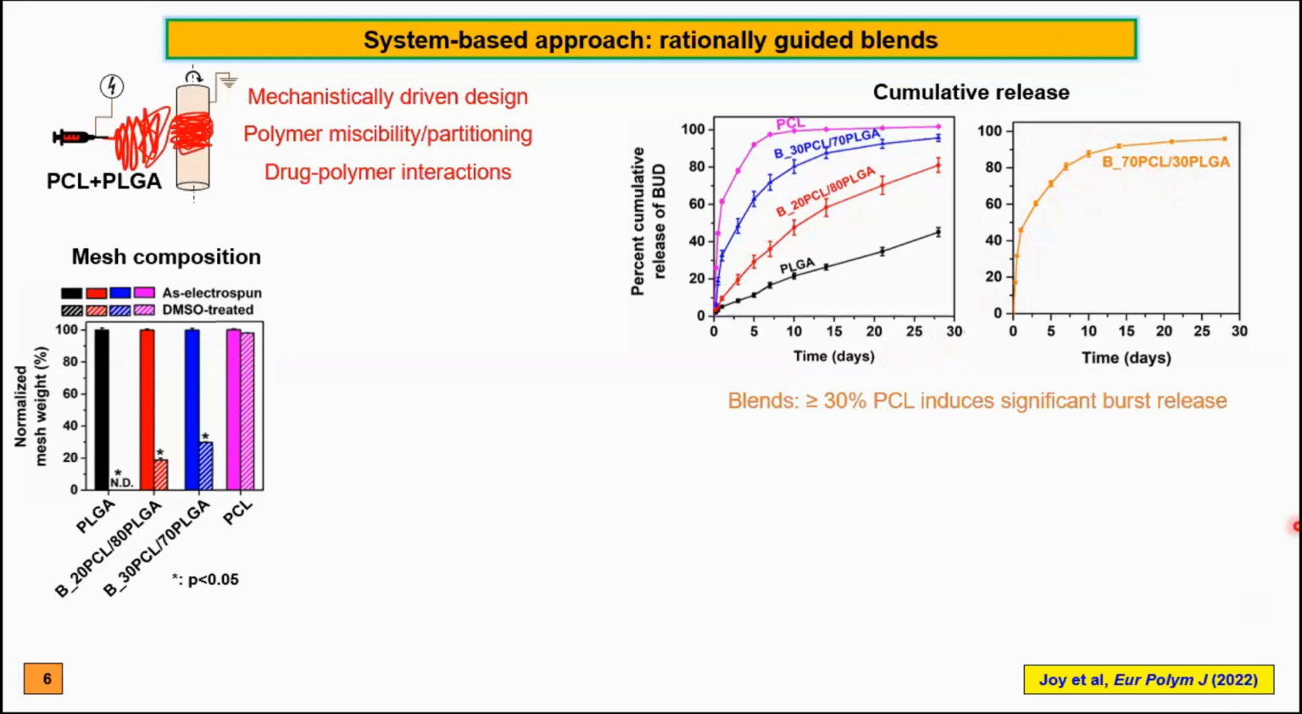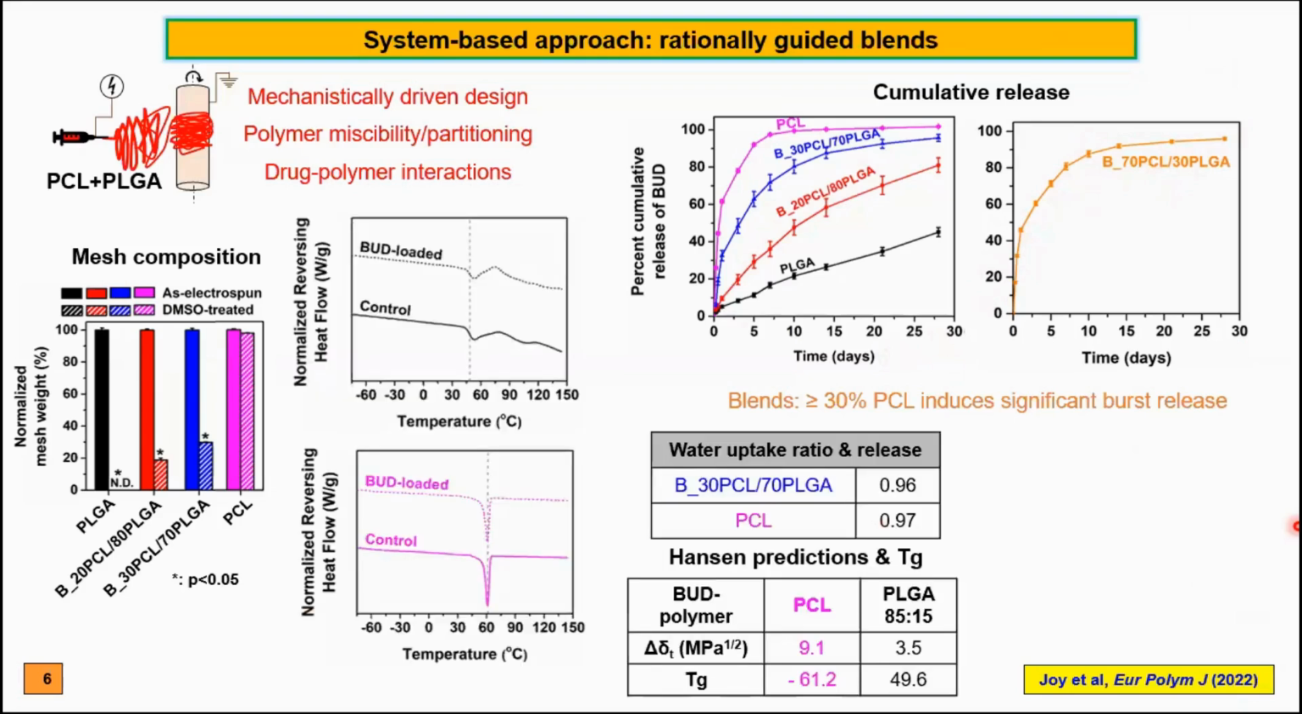But I will talk a little bit about the mechanisms involved here. So we were looking at a bunch of different solid state characterization techniques, right from DSC to IR spectroscopy to Hansen solubility predictions. And what we were able to show largely is that there are a couple of reasons why PCL shows this burst release. One is the Tg is very, very low. So at room temperature, the free volume is much higher because the polymer is no longer glassy, it's very rubbery. So the drug is able to diffuse out very quickly.